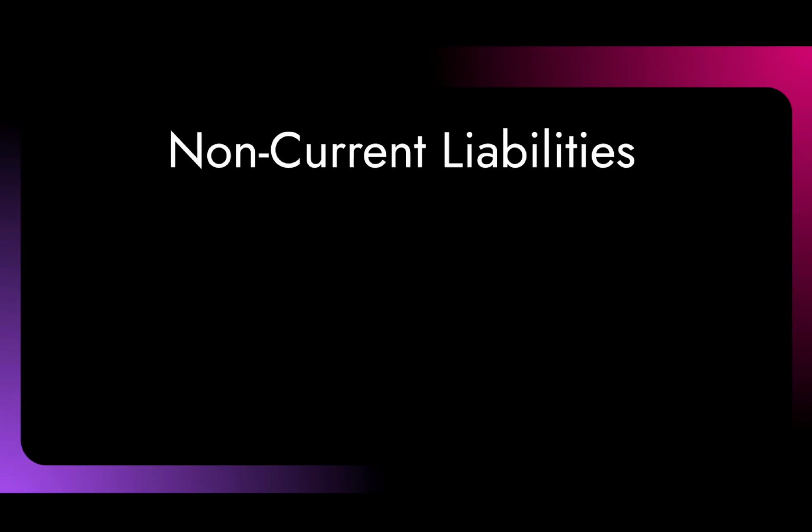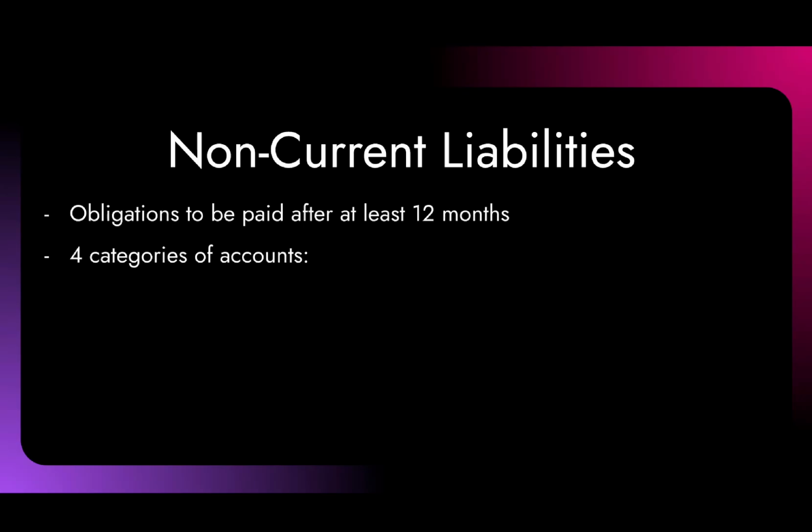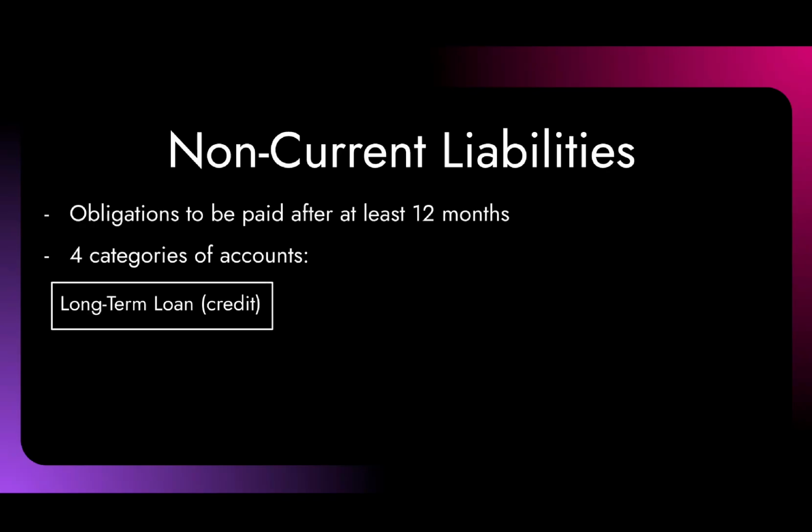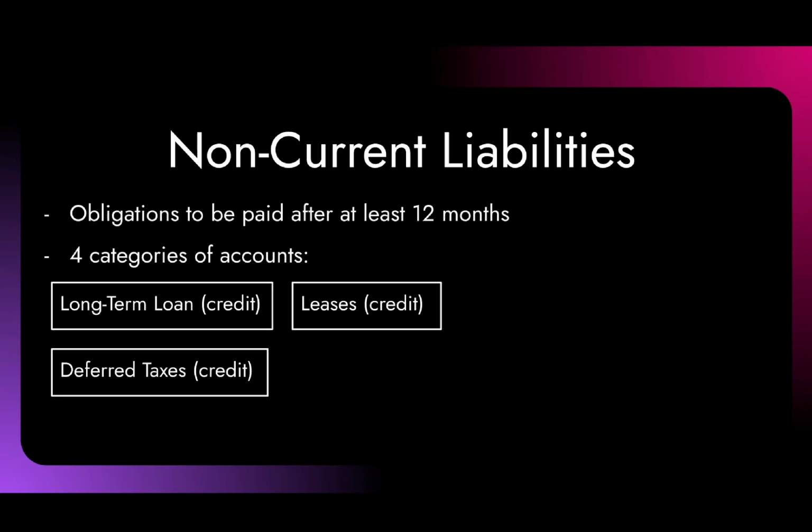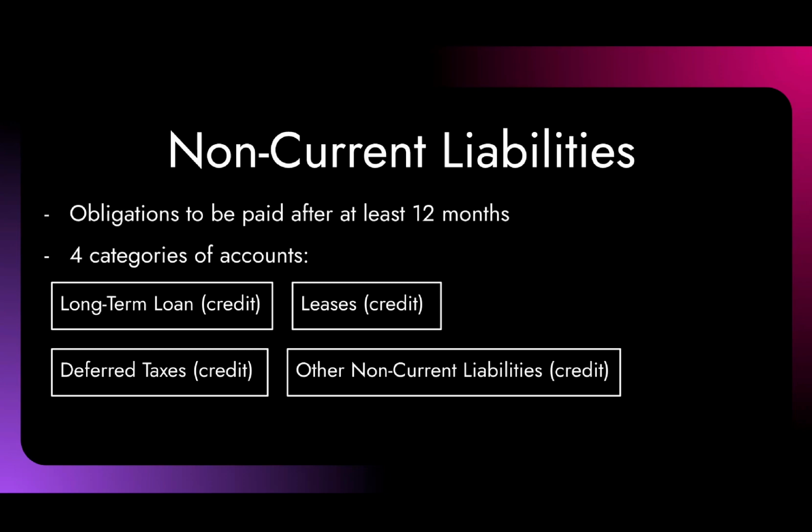Your non-current liabilities are quite similar. These are obligations that do not have to be paid in the next 12 months. So you have 4 categories that you can use here. You have your long-term loans, you have your leases, you have your deferred taxes. So this is when maybe some of your taxes can be deferred to a future tax season and not necessarily for the incoming year. And you have your catch-all other non-current liabilities.